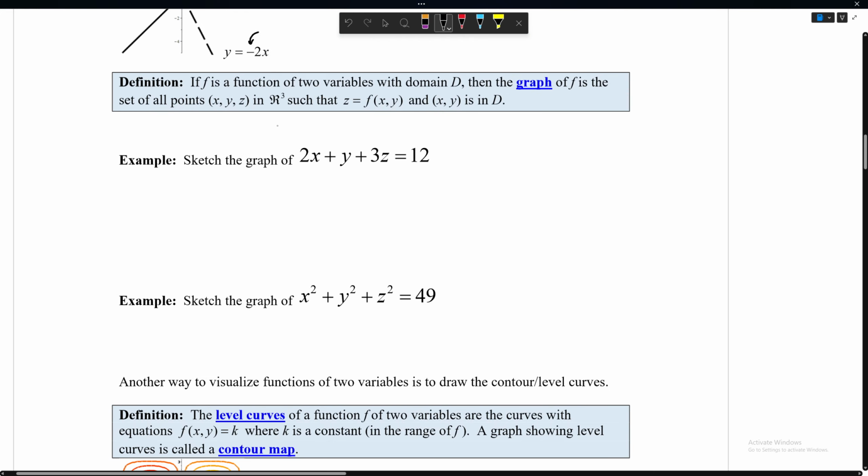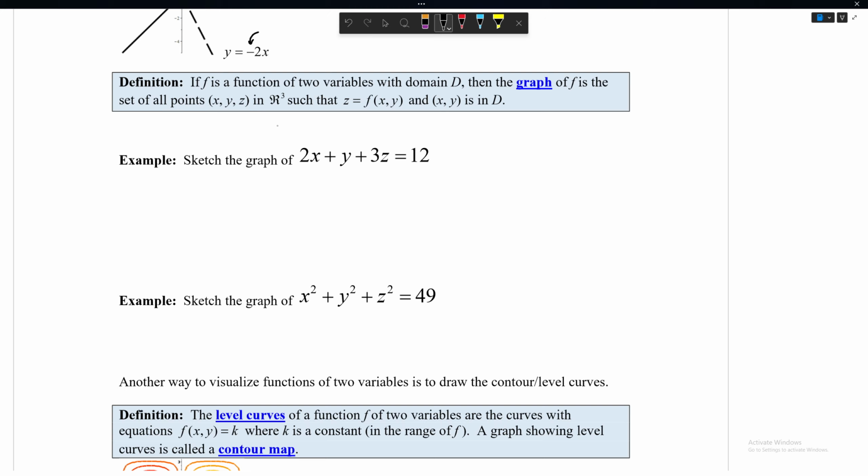If f is a function of two variables with domain D, then the graph of f is the set of all points x, y, z such that z equals f of x, y, and x, y is in D. That was a lot. Hard to understand from the reading, but to explain it, if I gave you y equals mx plus b, you would set y to 0 and find your other stuff. And then eventually you set your x to 0 and find your y.